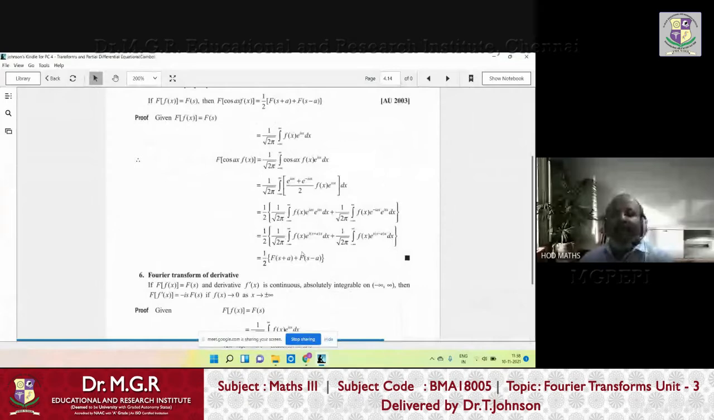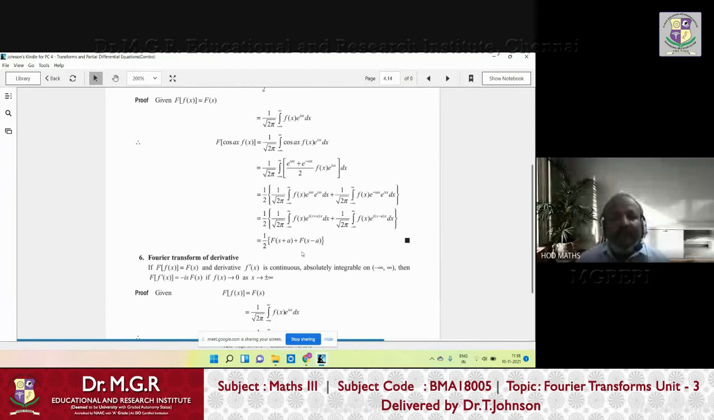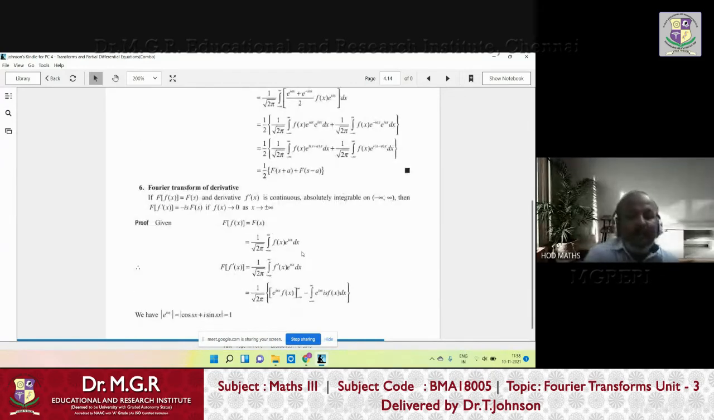Fourier transform of derivatives. These properties I already finished in offline classes, but in the online class I want to stop by today itself. So you just follow the things.